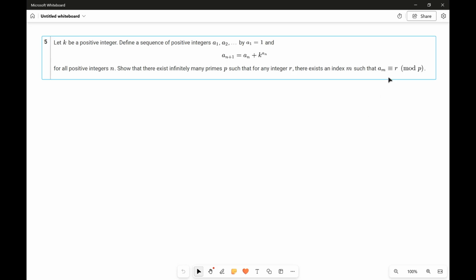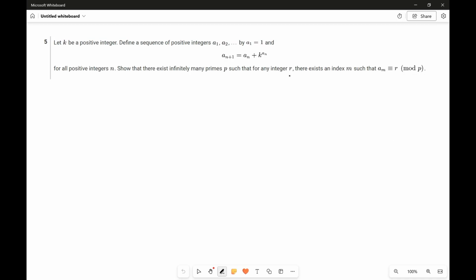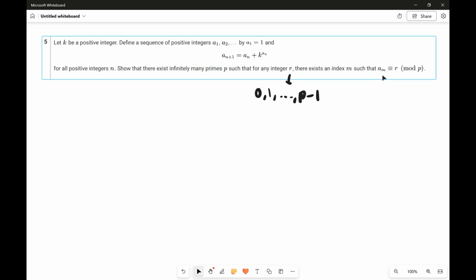So let's first understand what our problem statement is saying. For any integer r, we want to find a term in our sequence that is equivalent to it modulo p. So might as well just consider r to be 0, 1, all the way to p minus 1, because if it were anything different, we could just reduce r modulo p. Therefore, we want to show that the sequence covers all possible residues modulo p for infinitely many primes p.